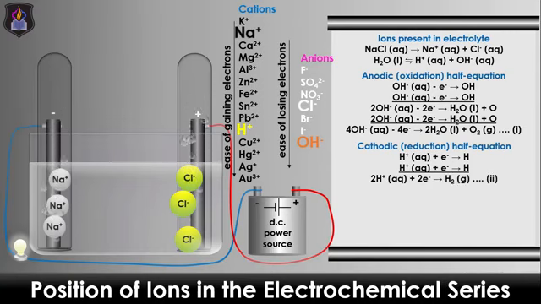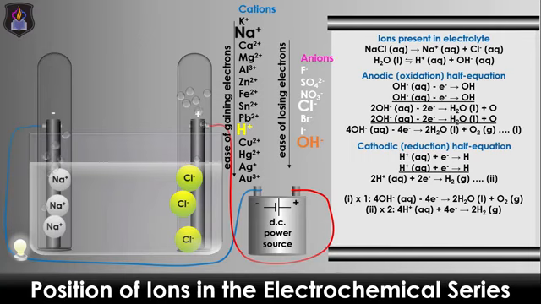the cathodic half equation. To balance the number of moles of electrons transferred, multiply the anodic half equation by 1 and the cathodic half equation by 2. Add the 2 equations to get the overall cell reaction.